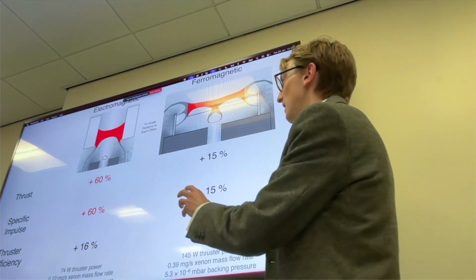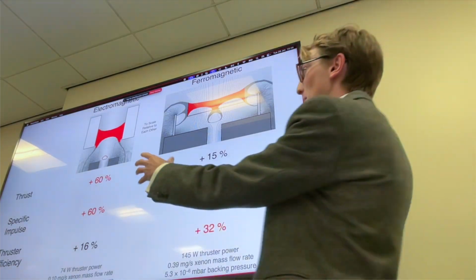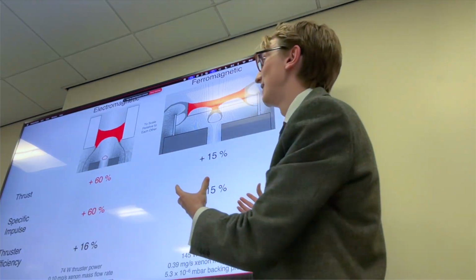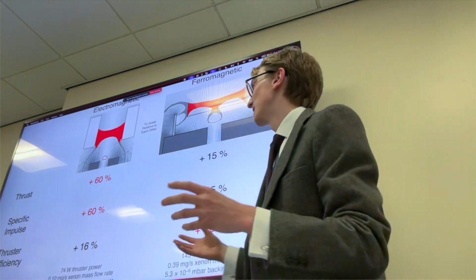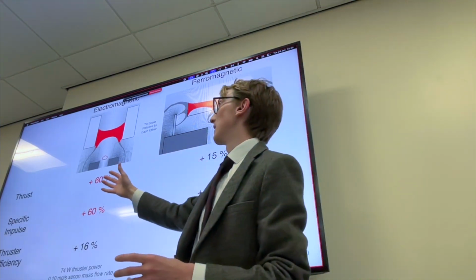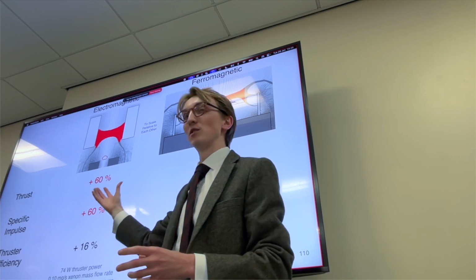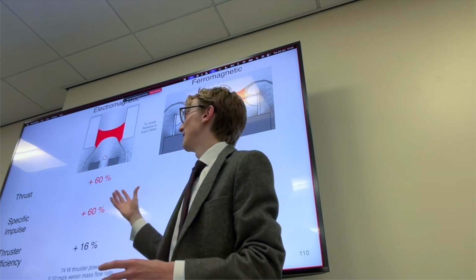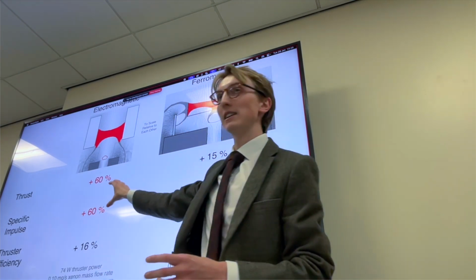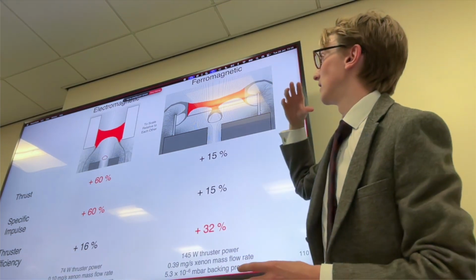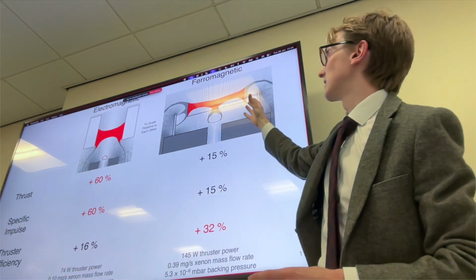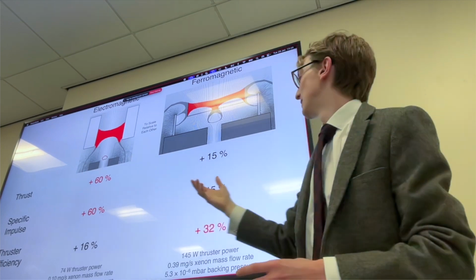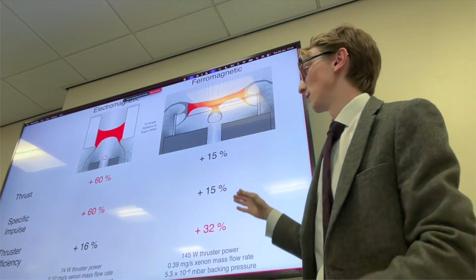So this is kind of a summary slide. It's not meant to compare these two thrusters because they are very different thrusters, different scales, but here you can see that by thickening the resonance region with an electromagnet, thrust and specific impulse is increased by 60%, and by thickening the resonance region with a ferromagnetic iron ring, we get an increase to thruster efficiency of 32%.